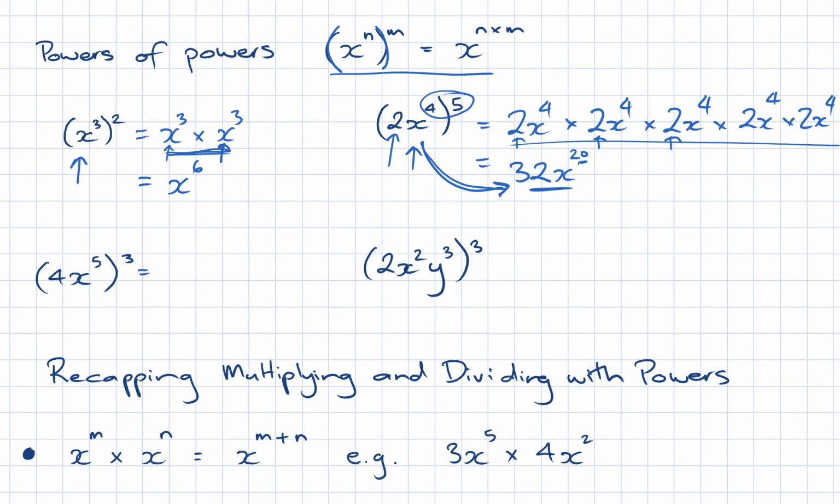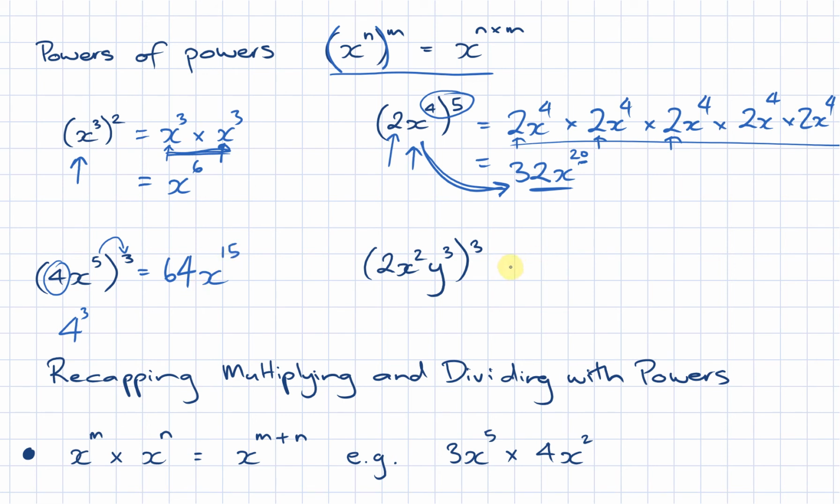Okay, this third example. We've got 4x to the power of 5 raised to the power of 3. So for that 4, I need to work out what is 4 raised to the power of 3, and that is actually 64. Then we've got x to the power of 5 to the power of 3. So I'm going to multiply those powers. That will give me 15. So 64x to the power of 15.